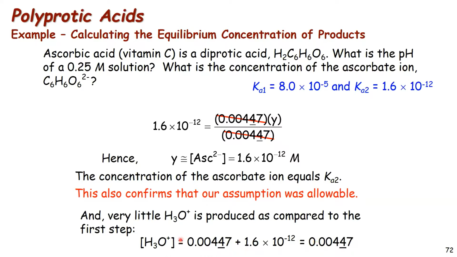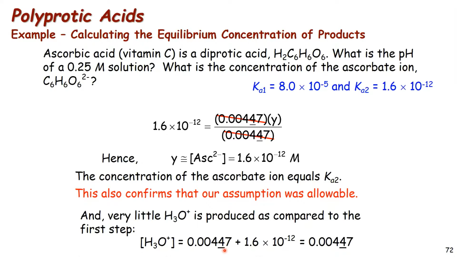So again, I need to see this check. When I take this and I either add it or subtract it, we ignored a plus and a minus. But if one works, the other one's going to work. So you only have to check one of them. You don't have to check both of them. So again, if I add this together and this number doesn't change from its original value to the correct number of sig figs, then our assumption was correct. Our assumption was allowable. Okay, so any questions on that so far?